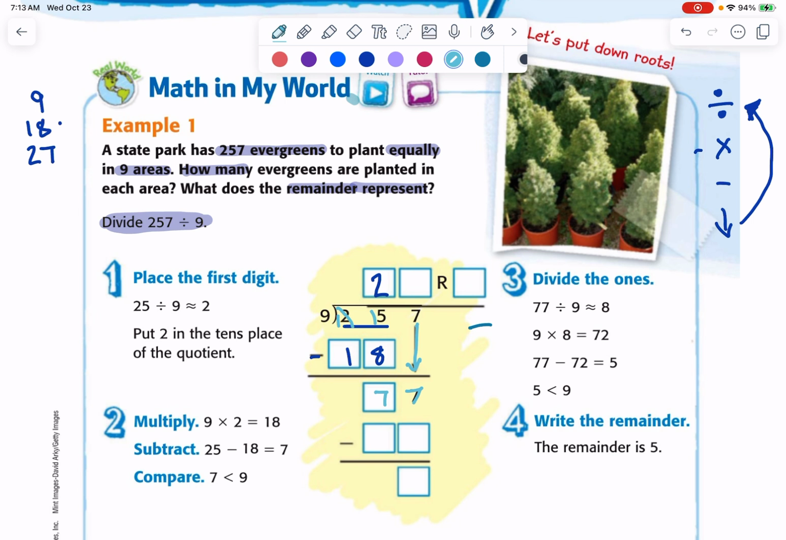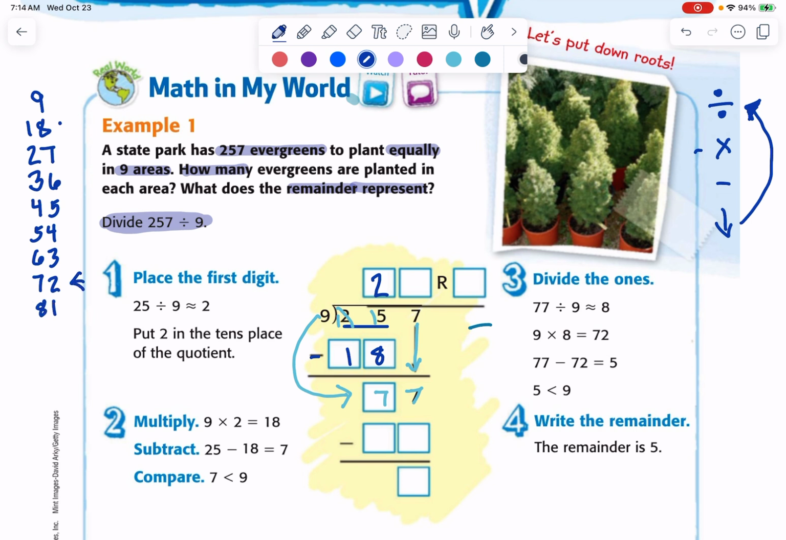Okay. So now we're thinking about how many groups of 9 can we make out of 77 things. Let's continue skip counting. 9, 18, 27. I'm just following the pattern here. 36, 45, 54. I'm looking for 77. 63, 72, 81. Oh, this one's too high.